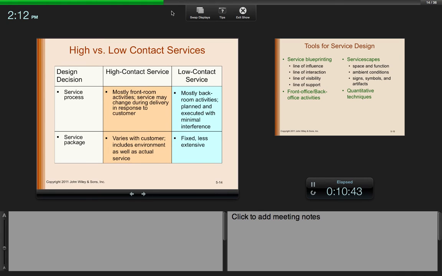Additionally, we look at it from a process and a package perspective. If it's high contact, it's really what is in front of the customer. I call it front of the room versus back of the room. So I have, from a service process perspective, people on my team who meet consistently day-to-day with the customer, and other individuals that work behind the scenes. The services that are high contact are typically things like project management and business analysis. And a lot of my engineers are more low contact because they're basically executing with minimal interference from the customers.